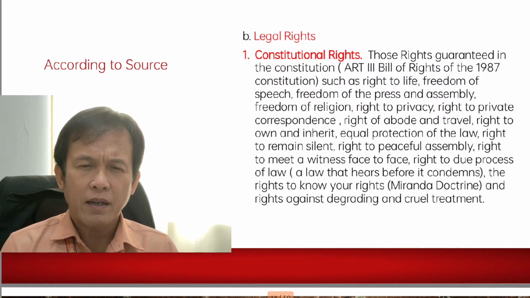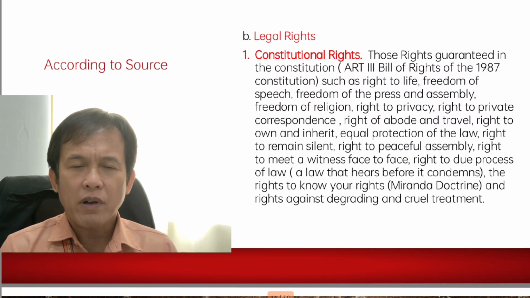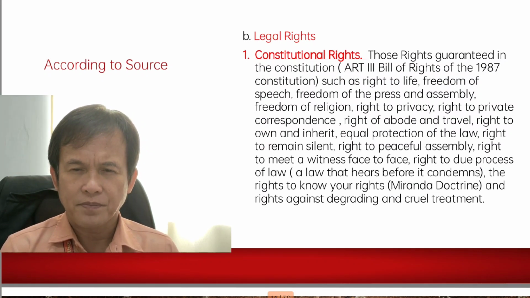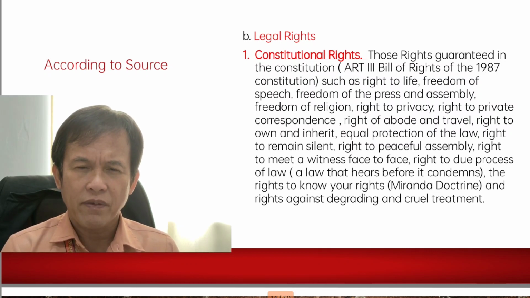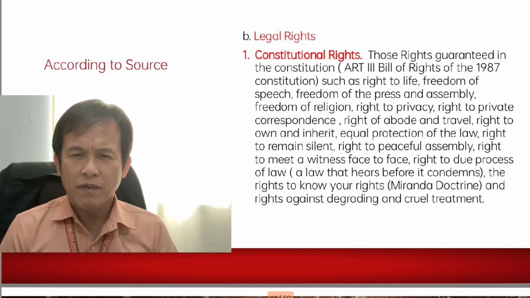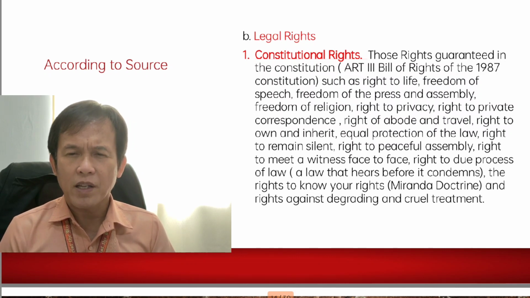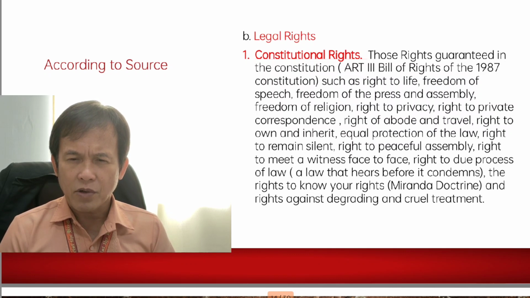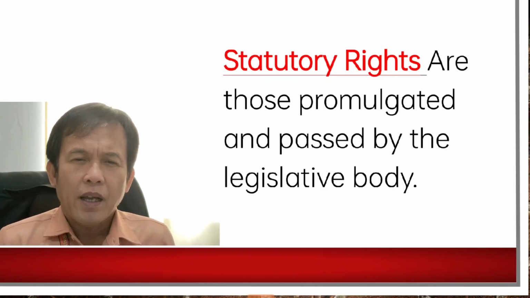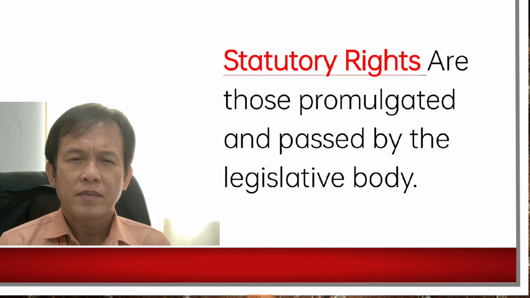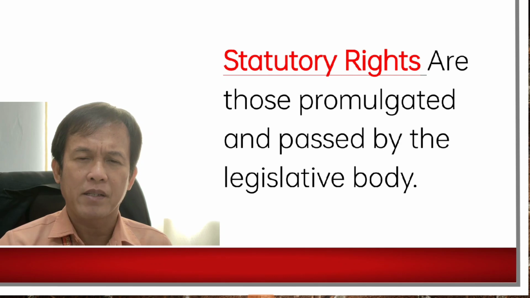Number 1 under legal rights is the so-called constitutional rights. Those rights guaranteed in the Constitution, such as right to life, freedom of speech, freedom of the press and assembly, freedom of religion, right to privacy, right to private correspondence, and so on. Number 2, statutory rights. Those rights promulgated and passed by the legislative bodies.